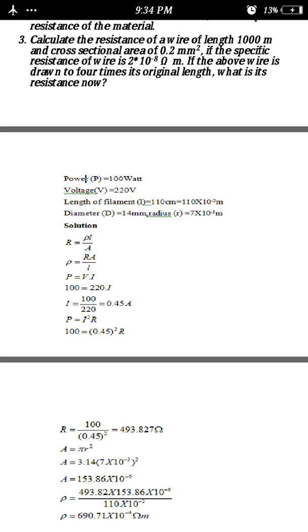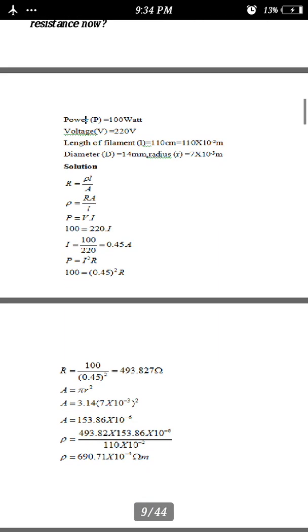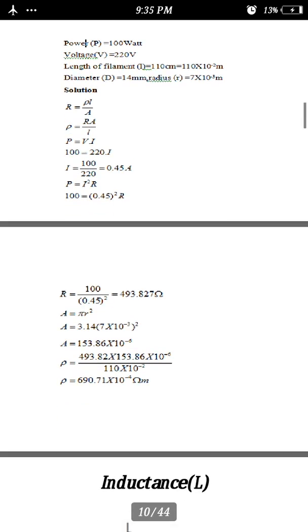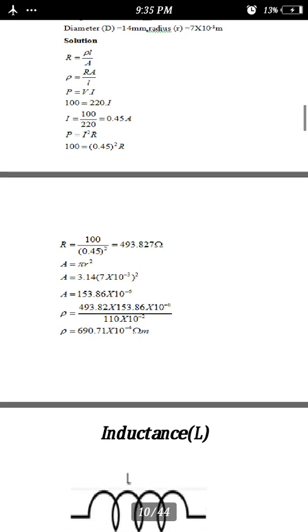Then power is equals to VI. So we are considering V is equals to IR. As per Ohm's law, V is equals to IR. So the term becomes P is equals to I square R. So we know the value of P, that is 100 watt, which is equals to I, that is 0.45 already we determined, so 0.45 square into R. Finally we calculate the resistance value of 493.827 ohm.